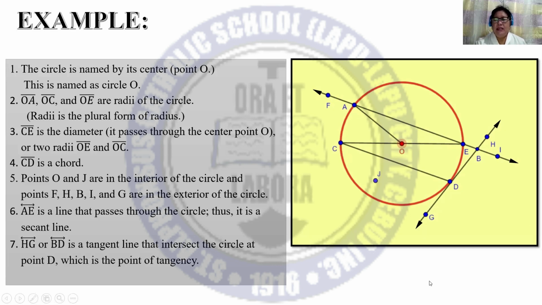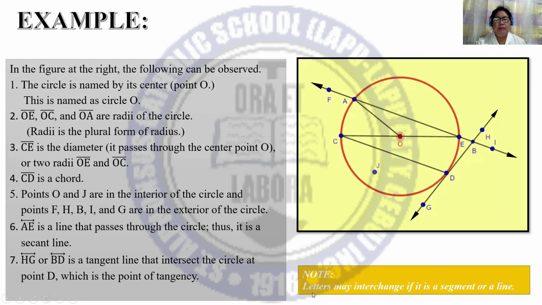We have line HG, or you can name it as BD, DG, or HB. And that is the tangent line that intersects the circle at point D, in which point D is what we call the point of tangency. Take note, letters may interchange if it is a segment or a line.